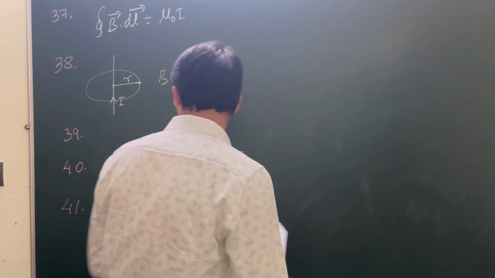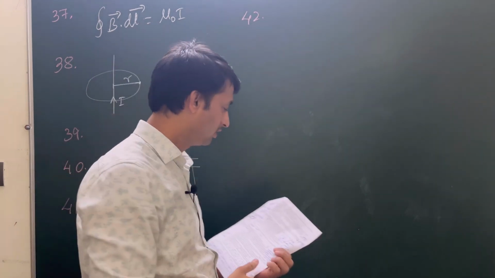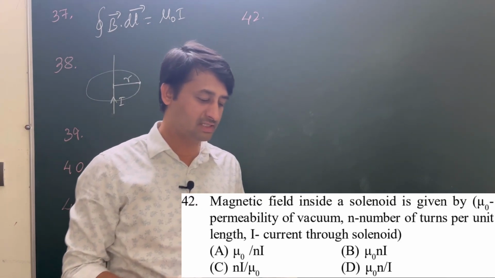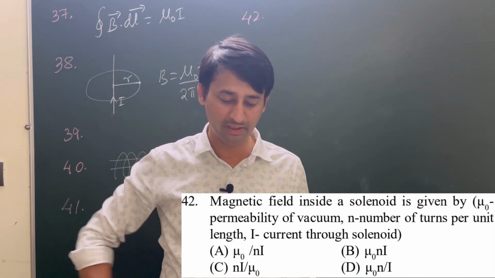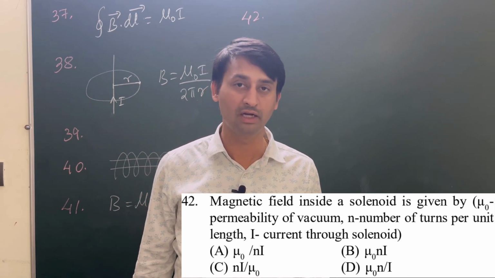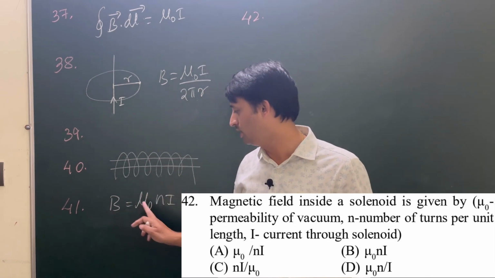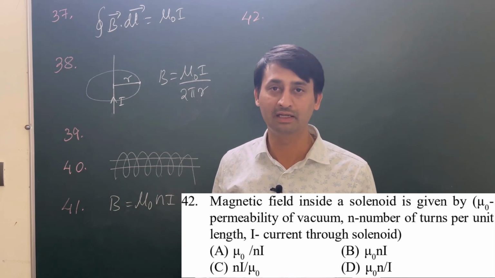Next, question number 42. Magnetic field inside a solenoid is given by, mu naught is permeability of vacuum, n is number of turns per unit length, I is current through the solenoid. It is given by B is equal to mu naught n I. Option B is the correct answer.